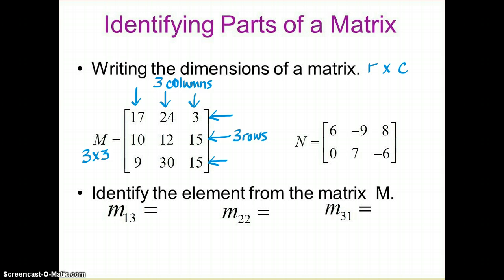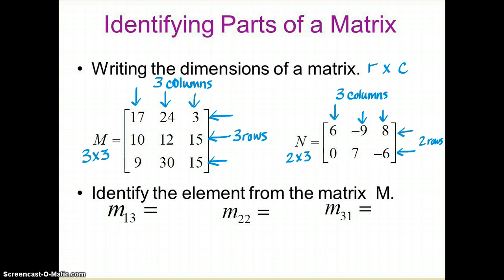However, matrix N over here, on the other hand, if I identify the rows first, it happens to have 2 rows. And then if I identify the columns on this one, it happens to have 3 columns. So this would be a matrix where it would make a difference if I mistakenly labeled these backwards. If I'm going to give the dimensions of this matrix, this one happens to be a 2 by 3 matrix. 2 rows, 3 columns.